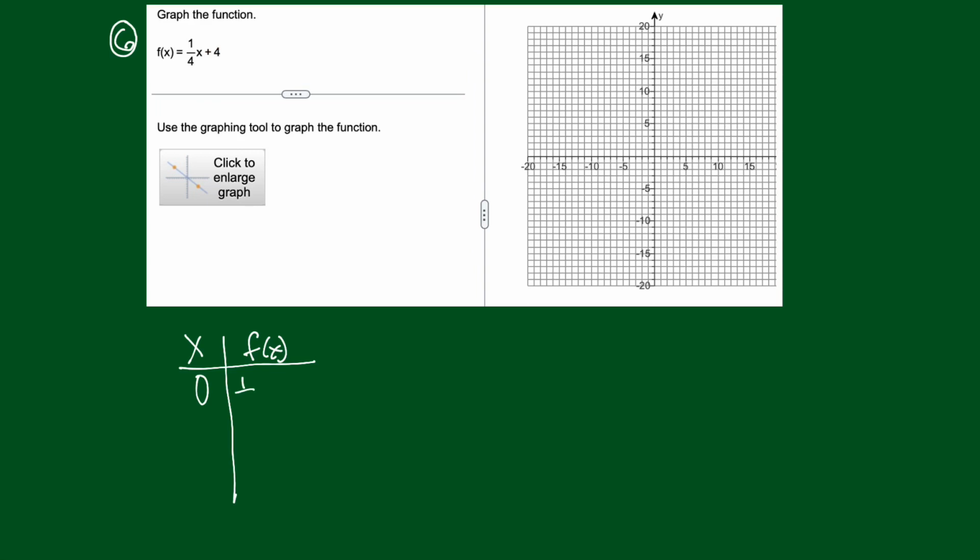But here's what I would get. I would get 1/4 times 0 plus 4. Okay, 1/4 times 0 is 0 plus 4, which is 4. Now I'm going to write an ordered pair. Here's x, f of x. So if I put in 0, I get out a 4. Let's plot that. So I'm going to come over here to the origin, and if I put in 0, I get out a 4. Now 4 is right here. All right, so let's plot a point right there.